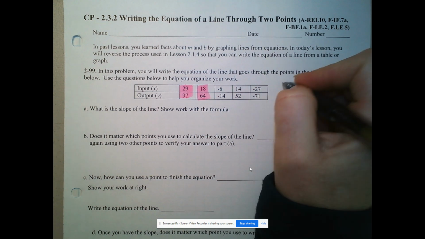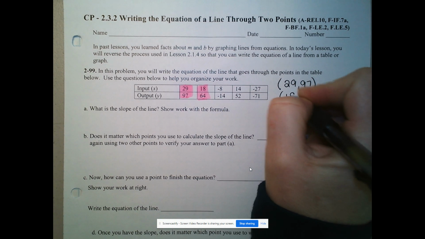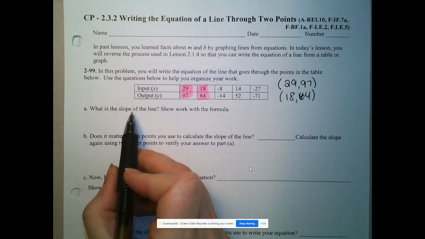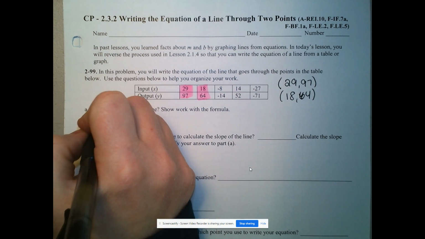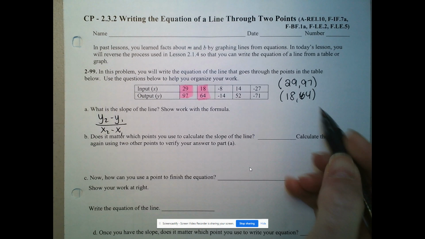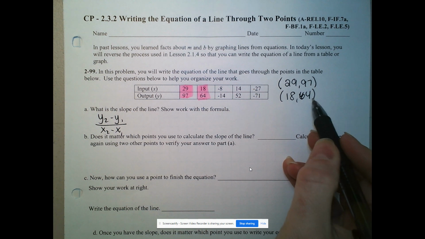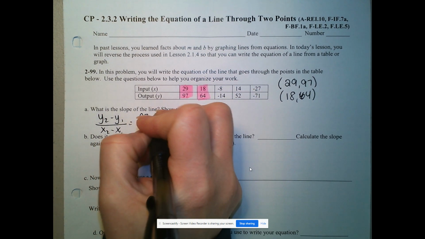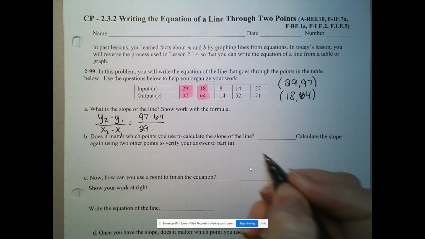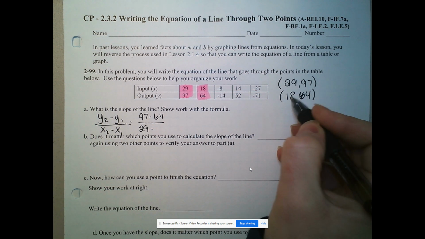So first, we're going to identify that we've got a point (29, 97), and we've also got a point (18, 64). And that's what we're using to find the slope of the line using the formula. So we're going to do y2 minus y1 over x2 minus x1. We've got our y2, 97, minus our y1, 64. And then we've got our x2, 29, take away our x1, 18. So 97 take away 64, 29 take away 18.